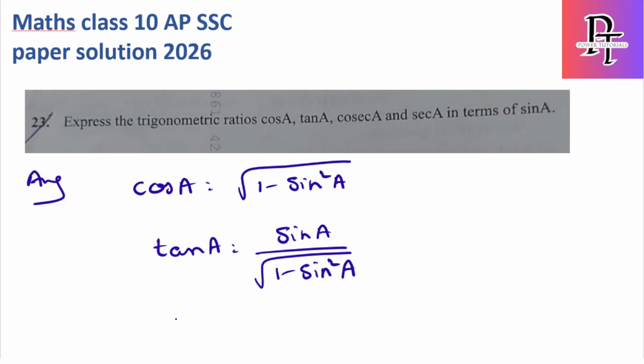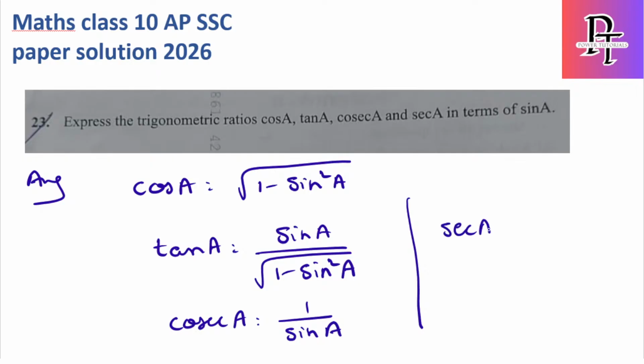I'll write cosecant here. Cosecant is easy, which is nothing but inverse of sin A. So this becomes 1 by sin A. Let me do the last one here. Secant A. Secant is 1 by cos A. So simple. It is 1 by root of 1 minus sin square. Okay. Let's move to the next one.